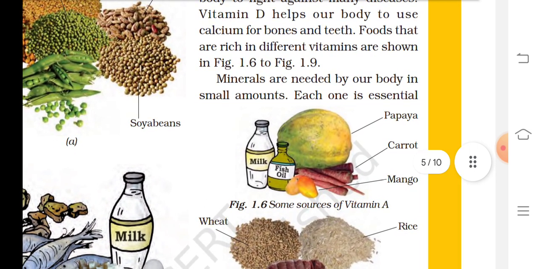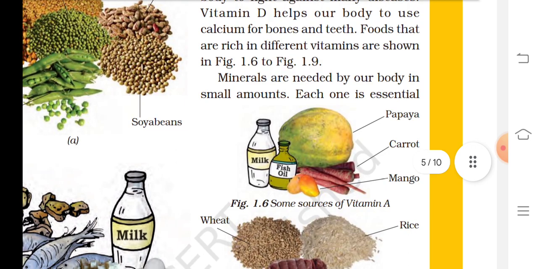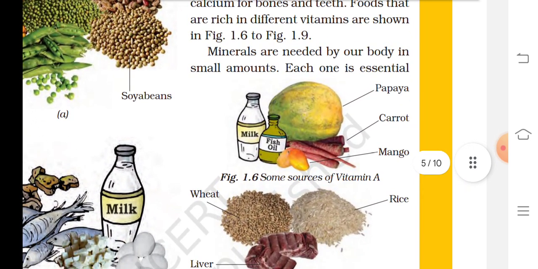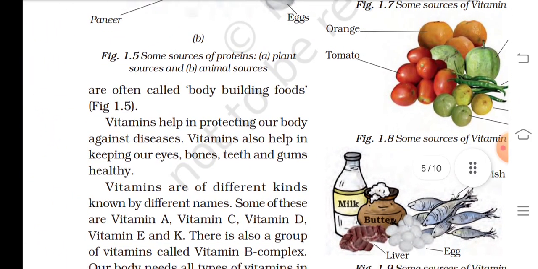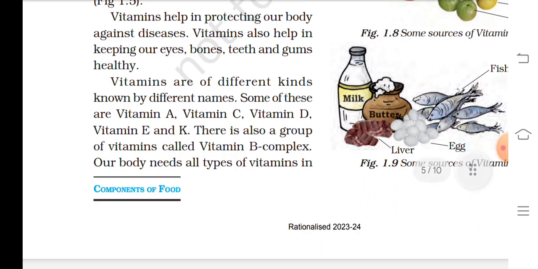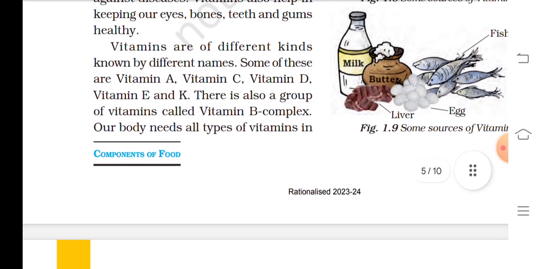Minerals are needed by our body in small quantities. Each one is essential. Papaya, carrot, mango are often called body building foods. Vitamins help in protecting our body against disease. Vitamins also help in keeping our eyes, bones, teeth, and gums healthy.